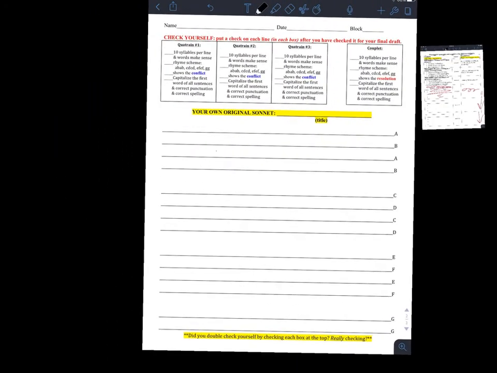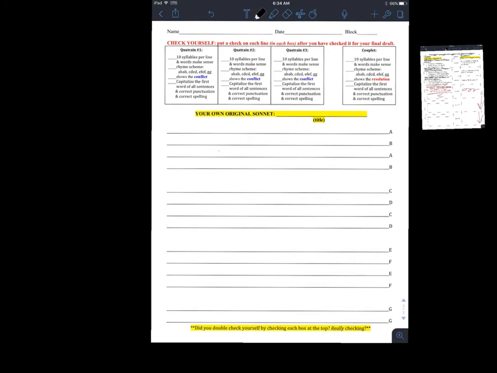So this back side here has a little helpful checklist for each quatrain. Now it doesn't have the first part where it has the 4 quatrains and the couplet because I've set that up for you already on this worksheet, but it does have the 10 syllables and the rhyme scheme and shows the conflict and the resolution. Notice that it also has to capitalize the first word of all sentences. That means if you have a sentence that starts in the middle of a line, like sometimes poems do, that's what you would capitalize. If your sentence happens to be starting over here, then you capitalize that. Wherever in the line you make a sentence, even if that's right here, you start the next word with a capital letter.